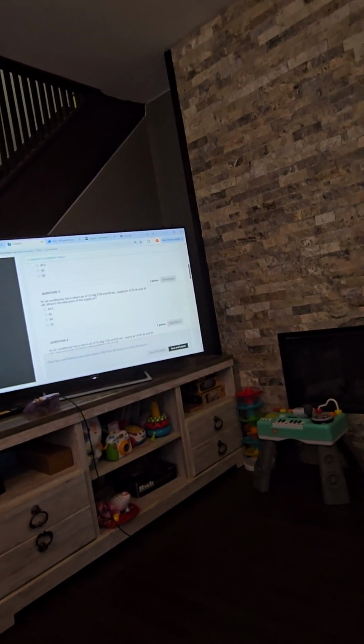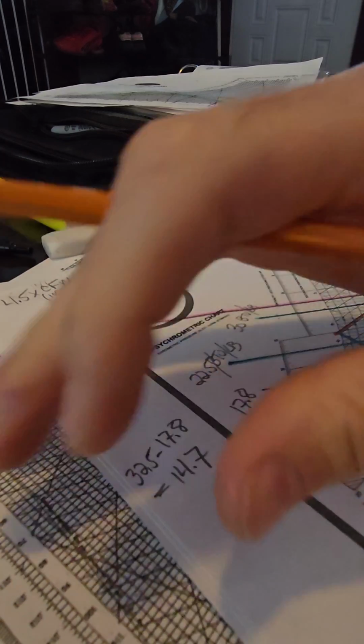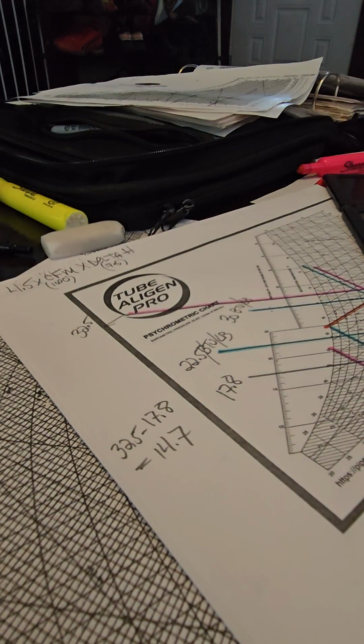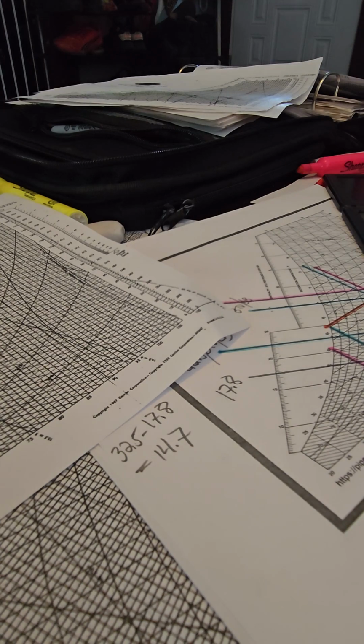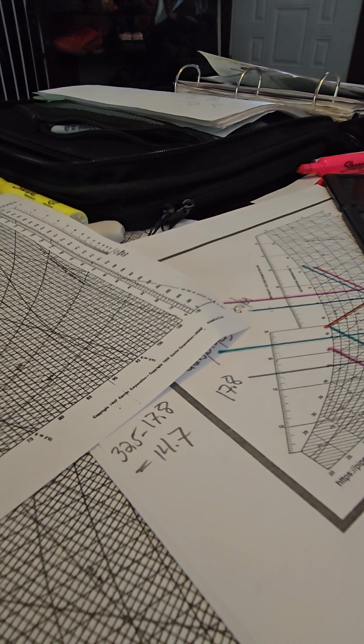I haven't done dew point in a while. Okay, let's look. Hold on, is dew point relative humidity? I know in one of my papers I wrote it down. Give me a sec. Dew point is 59.